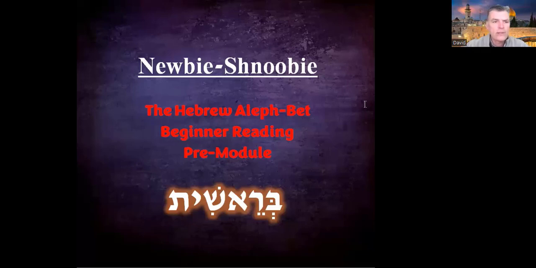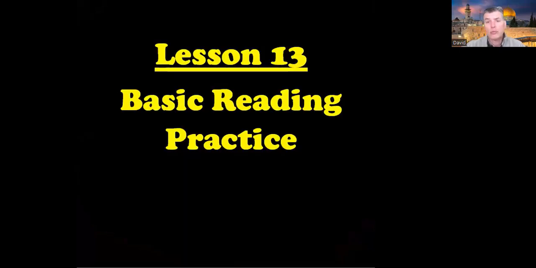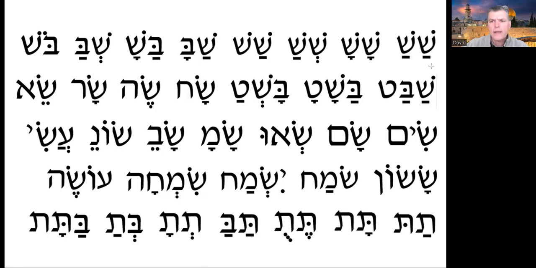We made it all the way to lesson 13. I'm going to be focusing today on a little bit of basic reading practice having to do with the last three consonants that we learned. So this will be basic reading practice, and we will be practicing monosyllabic and bisyllabic words that begin with the letters Shin, Sin, and Tav. Let's go ahead and begin here on the right, on the first line.